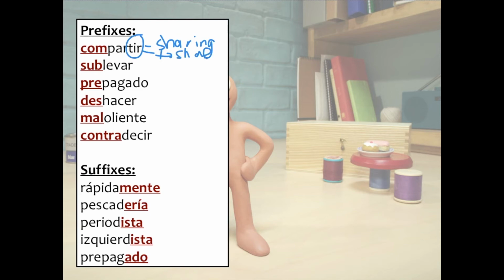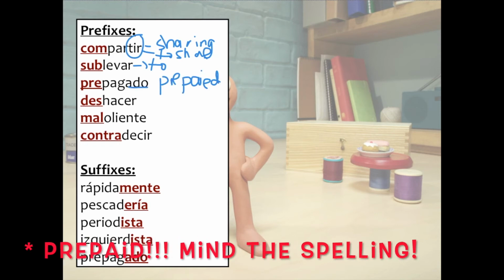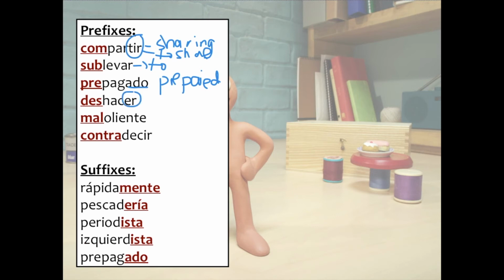Sublevar. Sublevar is really interesting. Levar, to get up, to levitate. And sublevar, that's sub, from underneath. So what you get is you get to uprise or to revolt. This des gives me the idea of un. And I've got the verb hacer, to do. Run them together, you get to undo.